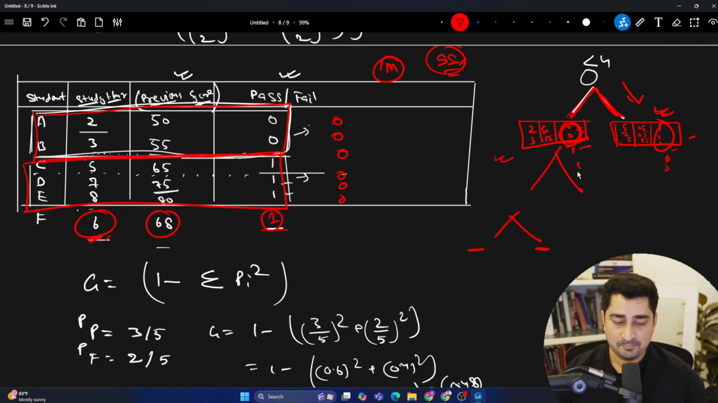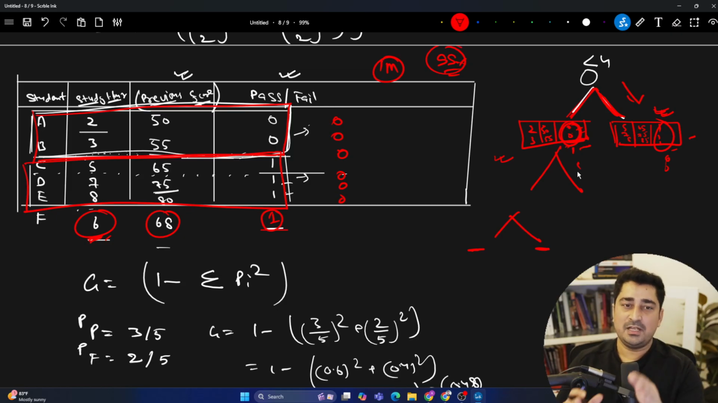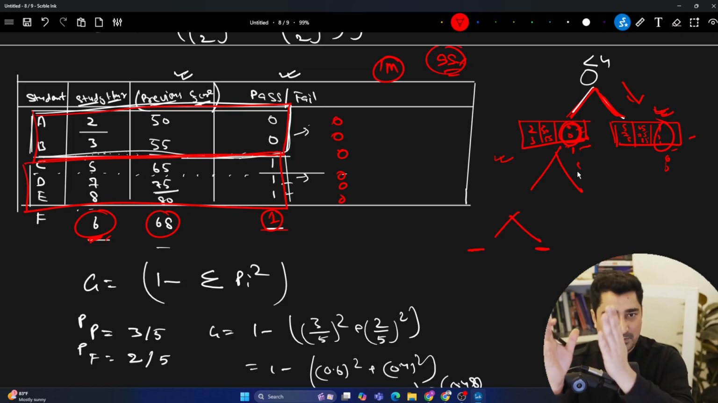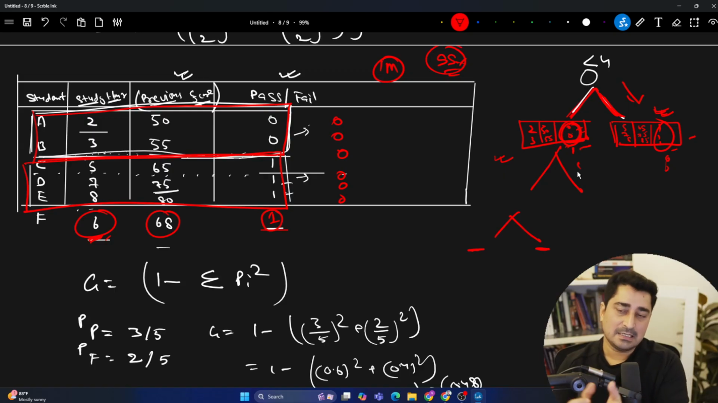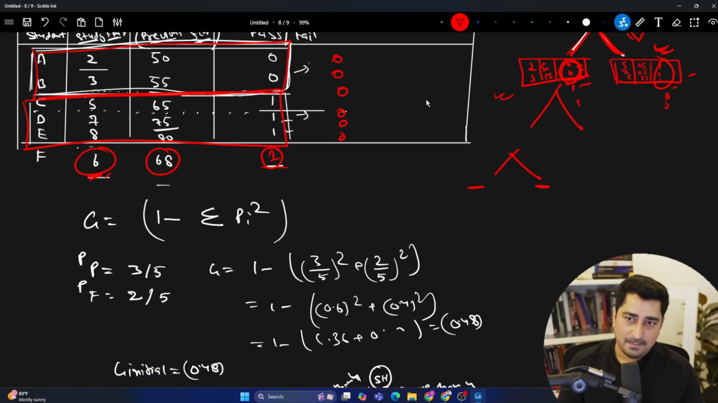Fine. So how is entropy different from Gini? Entropy uses its own mathematical formula, and Gini uses its own mathematical formula. Eventually, both are doing the same thing. With entropy, we calculate the entropy of the whole data, and then information gain means we calculate a difference and decide. We do the same with the Gini split as well, right? Just another formula, just another way of doing it. So I can use either Gini or entropy.